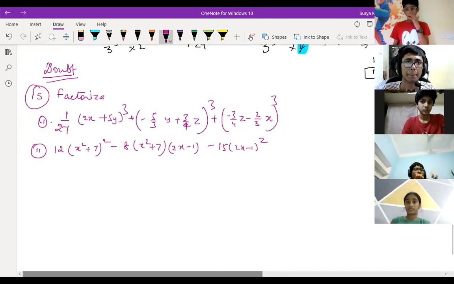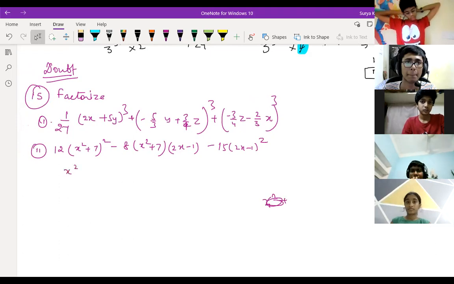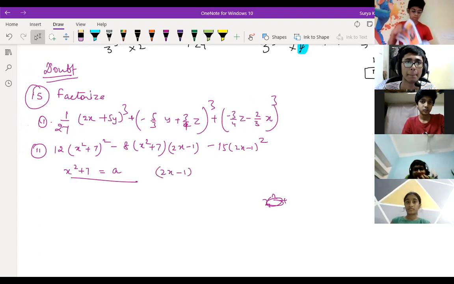You can let something if you want. In the second equation, you can let x square plus 7 equal to a, okay? Okay, sir. And 2x minus 1 is this one, no? Yes, sir. You can let it as b. This is a, this is b. So you'll get here 12a square minus 8ab, correct? Yes, sir. And minus 15b square, correct? You can factorize this one, I think. Yes, sir, by splitting the middle term. Then lastly you just substitute the values of a and b, you'll get the answer, okay?